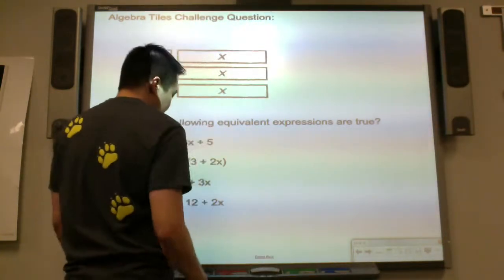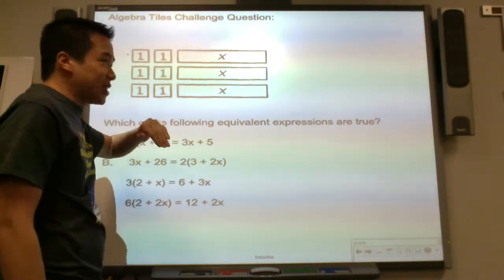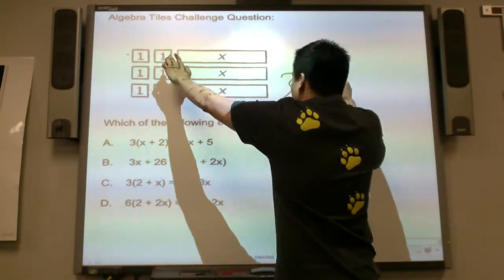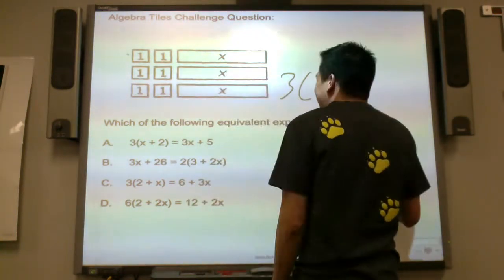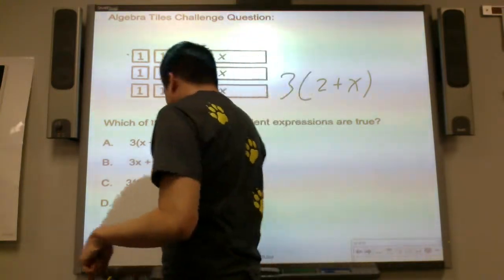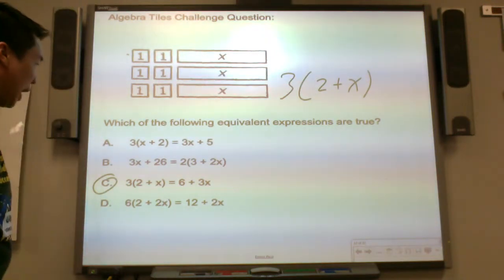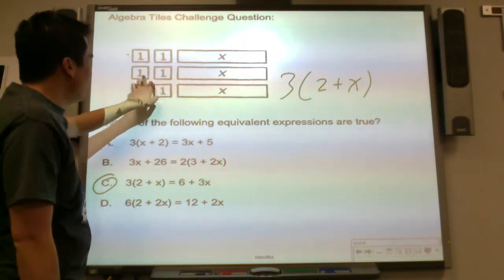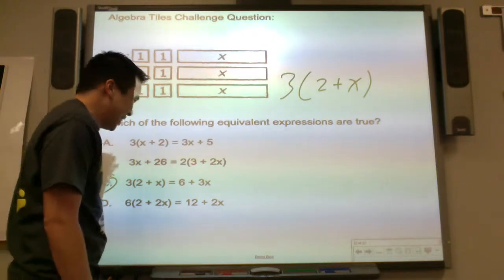Before I even look at the answer choices, I see 3 groups of the same thing. I see 3 groups with a 2, that is 1 plus 1 is 2, plus an x. That's what I see. I see 3 groups of a 2 with an x. Let's see. Ooh, I think it's C right now. And then, if you multiply out, what's the final answer? How many 1s do you have? 6 of them. How many x's do you have? 3 of them. That's why C is the answer.